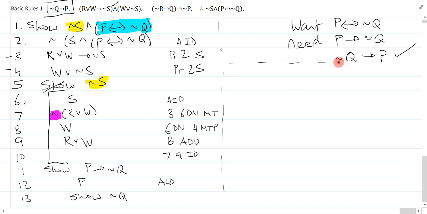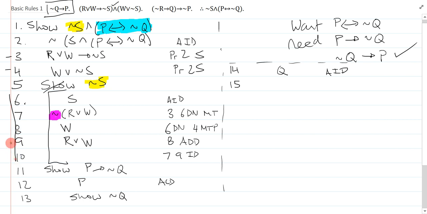So let's start over here. On line 14, my last line was show not Q. Well, then I can get Q as an assume ID. Now again, I don't look at anything over here. This is all used up and it's in the box. I can't do anything to it.